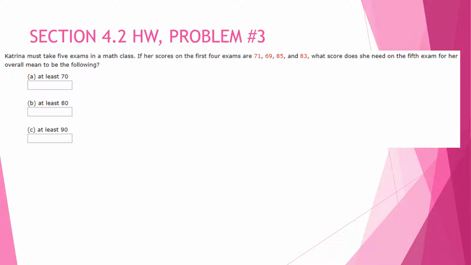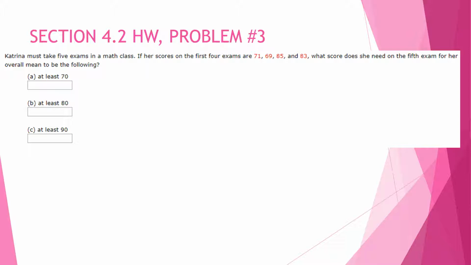It says Katrina must take 5 exams in a math class. If her scores on the first 4 exams are 71, 69, 85, and 83, what score does she need to make on the 5th exam for her overall mean to be the following? A, at least 70, B, at least 80, and C, at least 90. I'm going to show you how to do part A, and then from there I know you'll be able to figure out how to do part B and part C.